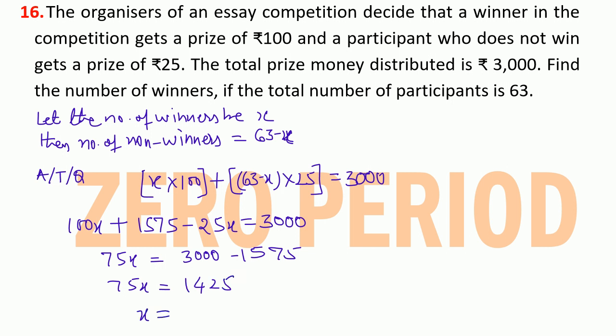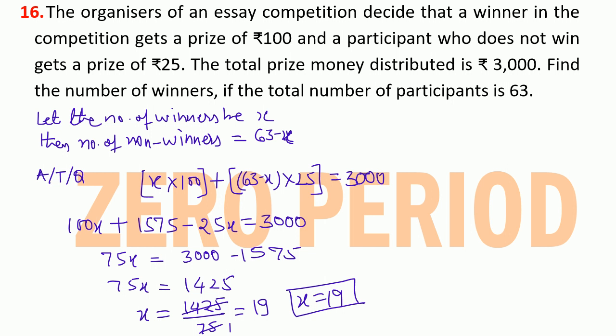Then transpose this 75 to right hand side. 1425 divided by 75. 75 and 1425 will be giving you 19. So the value of X is 19. You get the value of X in this way. After getting the value of X, you can easily say how many participants are winners and those who are non-winners.